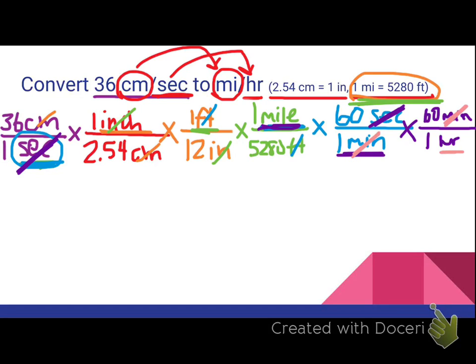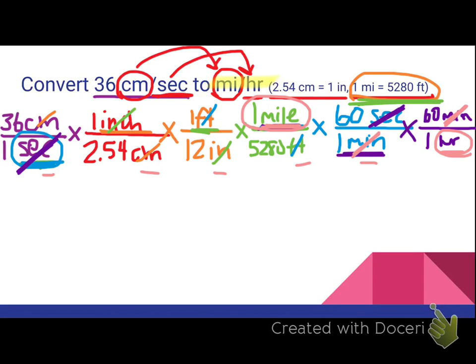Now look what unit I have on the top. The only unit I have left on the top is miles. The only unit I have left on the bottom is hours. And look at this, what we want. We want miles per hour. So we are left with the units that we want. Now comes time to do the math.